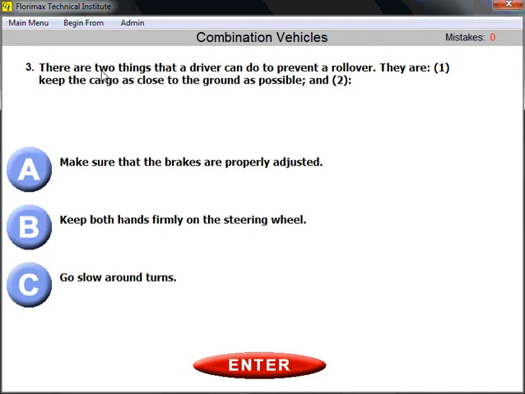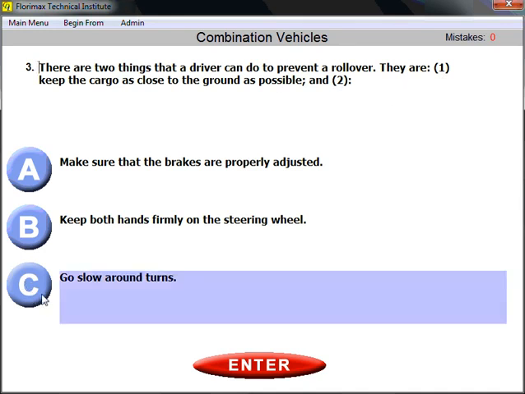Question number 3. There are 2 things that a driver can do to prevent a rollover, and they are: first, keep the cargo as close to the ground as possible, and what is the second one? Okay, the second one, just remember, go slow around turns.